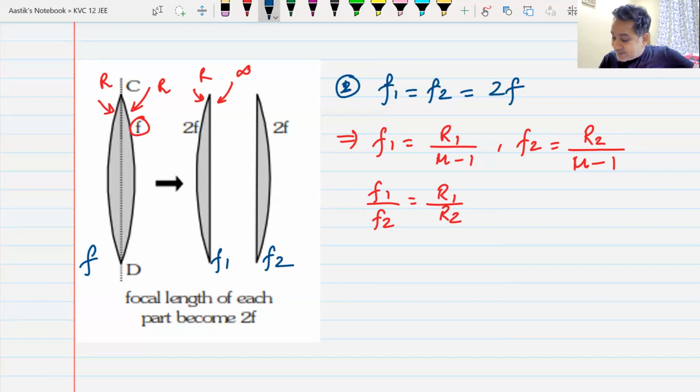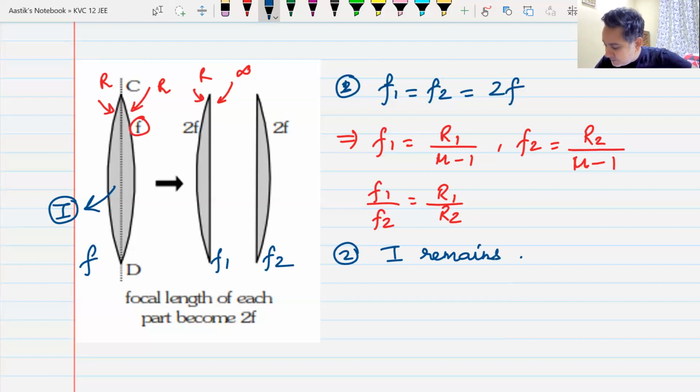This is the first point. The second point is what happens to the intensity of the image. Does it remain the same or does it change? The intensity remains the same because I have not cut the aperture. What about the image? Will it be a half image or cut like this? Obviously, this will not happen. So the full image is formed. We all understand this.